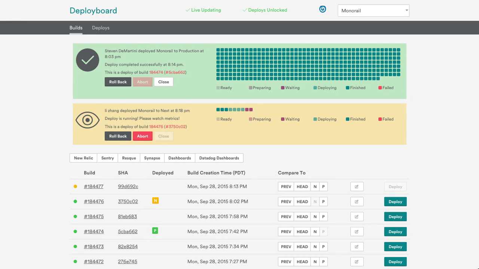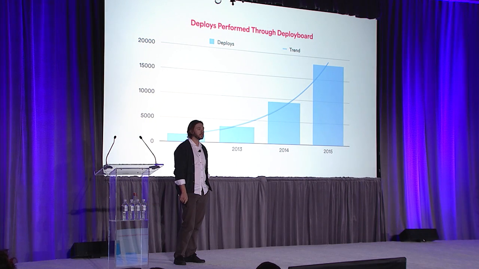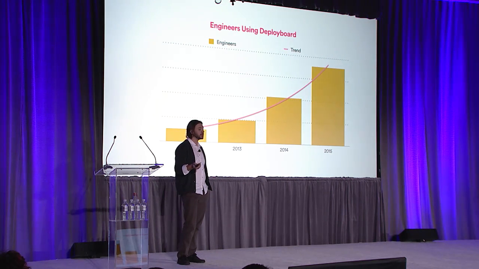Deploy board is the tool that Airbnb engineers use to ship their code. It also does builds these days, so they also use it to build their code. We do increasingly more deploys with deploy board all the time. This is a history of deploy board ever since we first created it in 2012. Since then, we've had more and more engineers using it to do more and more deploys. This year's not even complete yet, and we're already almost double, I think more than double what we did last year. This is the number of engineers using deploy board. This number is also increasing exponentially.